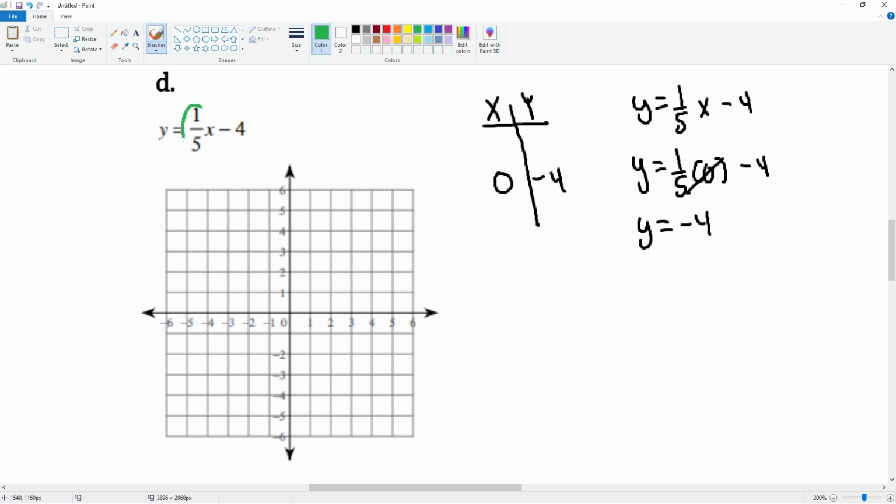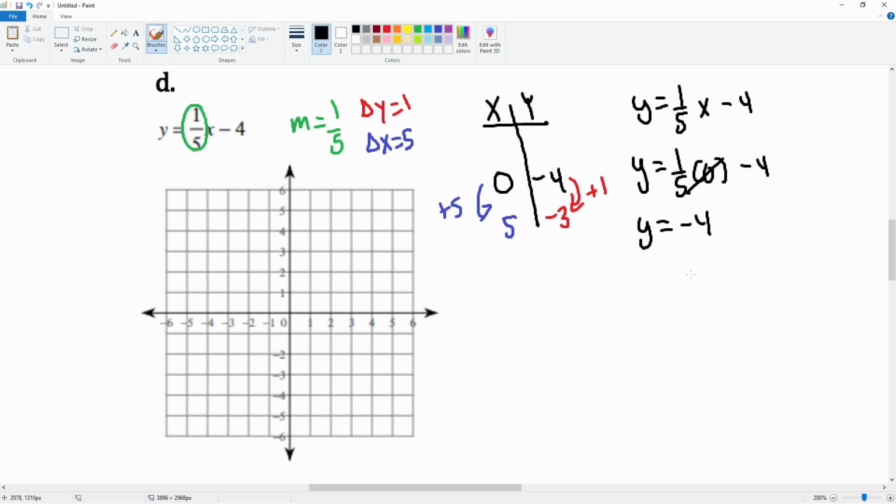Let's take a look at the slope. M is equal to 1 over 5. The delta y is 1, so this is plus 1. So negative 4 plus 1 is negative 3. The bottom is your delta x, which is a 5. So this is going to be plus 5, to the number 5.